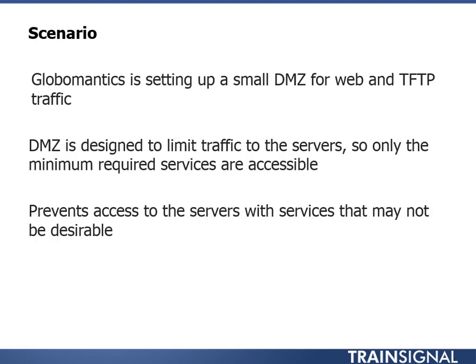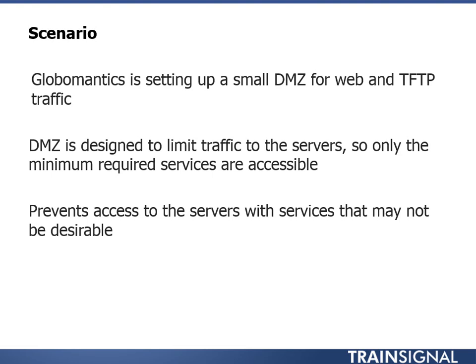So let's use this now to create a scenario that we can set up some access control lists. Now, GlobalMantix is our organization here, and they're setting up a small DMZ for web and TFTP traffic. A DMZ is an area of the network designed to limit traffic to servers or other devices in there. So only the minimum required services are accessible.